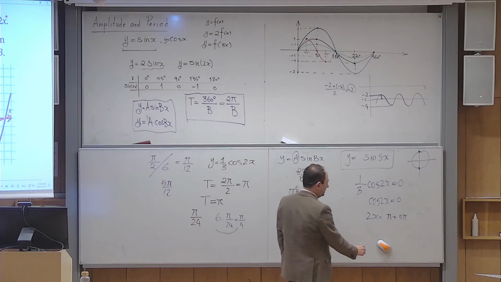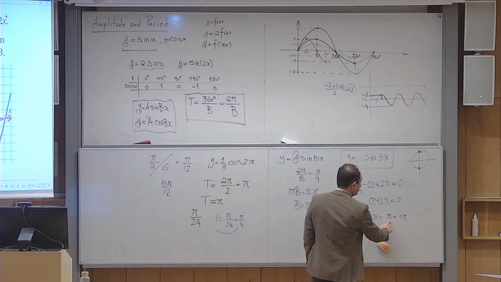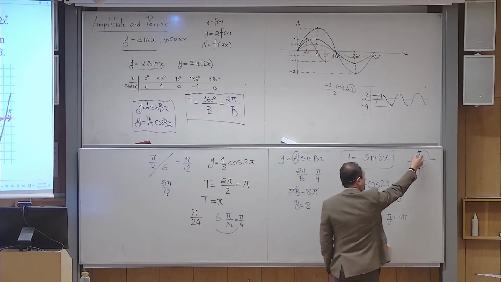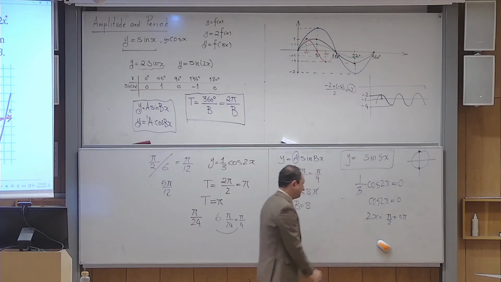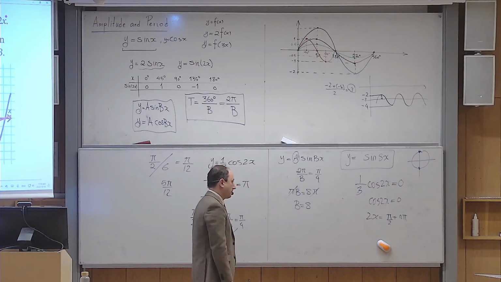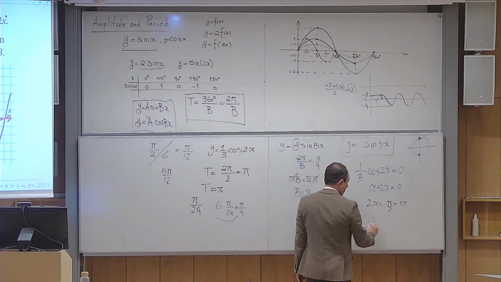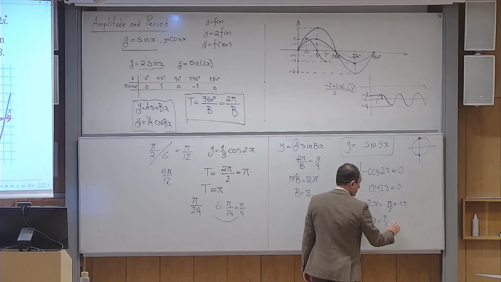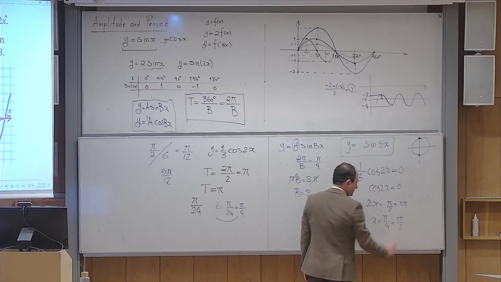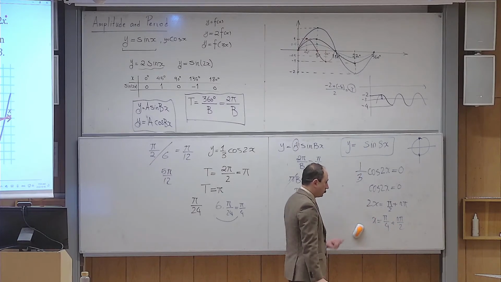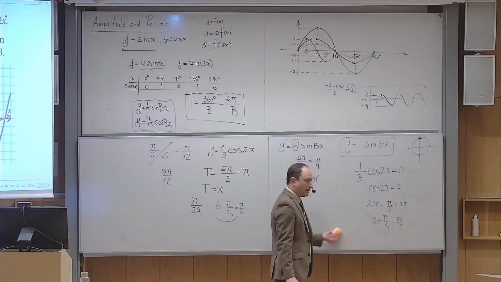Why did I write pi? That was my mistake. This is pi over 2, sorry. This point is pi over 2. Understandable? And then you divide by 2, x becomes pi over 4 plus n pi over 2. Of course, you shouldn't expect to get one answer. You get infinitely many answers.